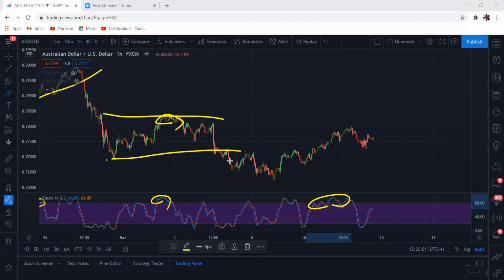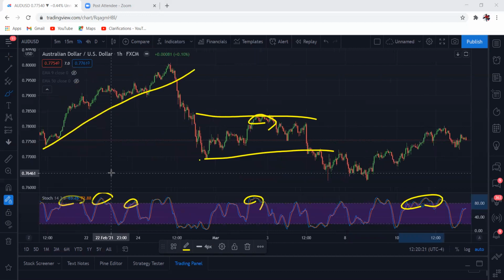Yes. Now, a stochastic with a higher value will make it less sensitive to market noise, which is my personal preference because I'm a swing trader, position trader. This will lead to fewer signals because now the indicator is smooth, but you miss out on a lot of opportunities. So it's kind of like finding a balance.